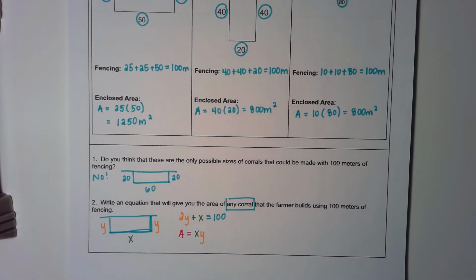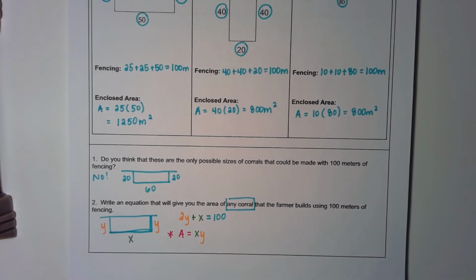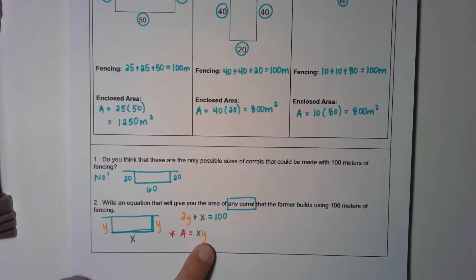Now, when I write this kind of equation, I often want to make sure that I only have one variable in the equation. And since I'm trying to find the biggest area possible, I want to make sure that this equation for area only has one variable. Unfortunately, right now it has an x and a y.